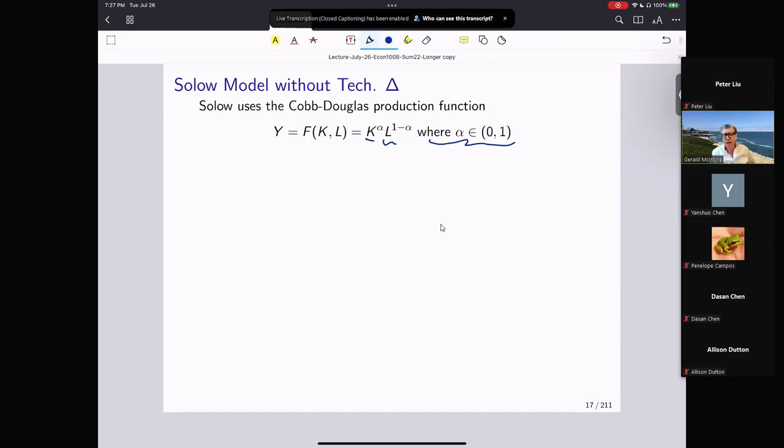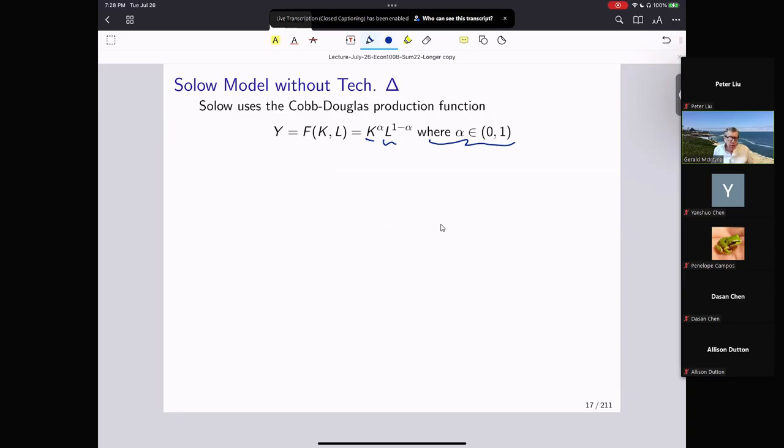This function was first identified by two economists, Mr. Cobb and a mathematician, Mr. Douglas. Or it's the other way around. Cobb was the mathematician and Douglas was the economist. It is a very convenient form for us to use. Notice there's a product and an exponent, so it has properties that will be convenient for using the growth trick on.